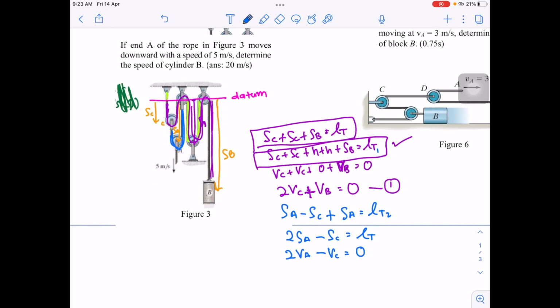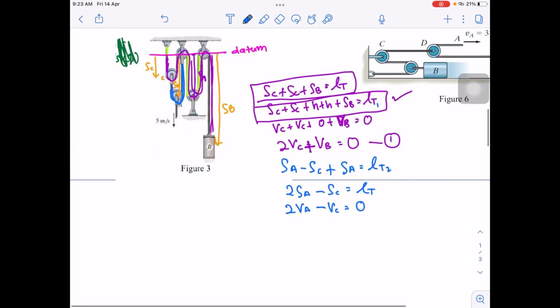Is it correct? SA minus SC plus SA minus SC plus SA. It should be correct, we will check later. So this is equation number 2. Alright, let's solve equation 1 and equation 2.